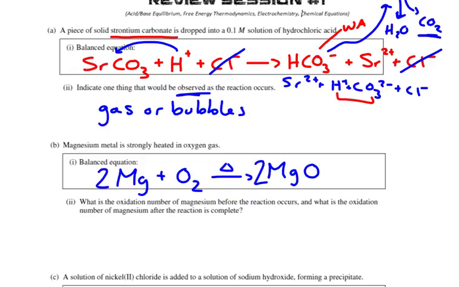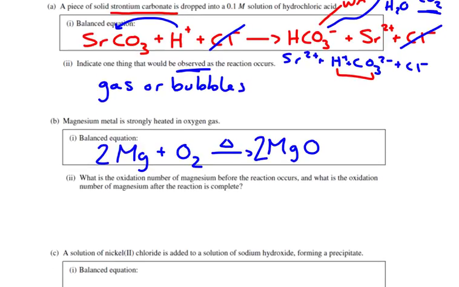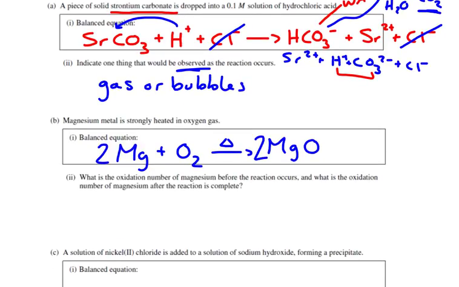You balance it. What is the oxidation number of magnesium before the reaction occurs, and what is the oxidation number of the magnesium after the reaction is complete? When things are by themselves, the oxidation number is 0. Afterwards, it's the charge. If it's in something, what's the charge of magnesium when it's binding with something else? 2 plus. Done.